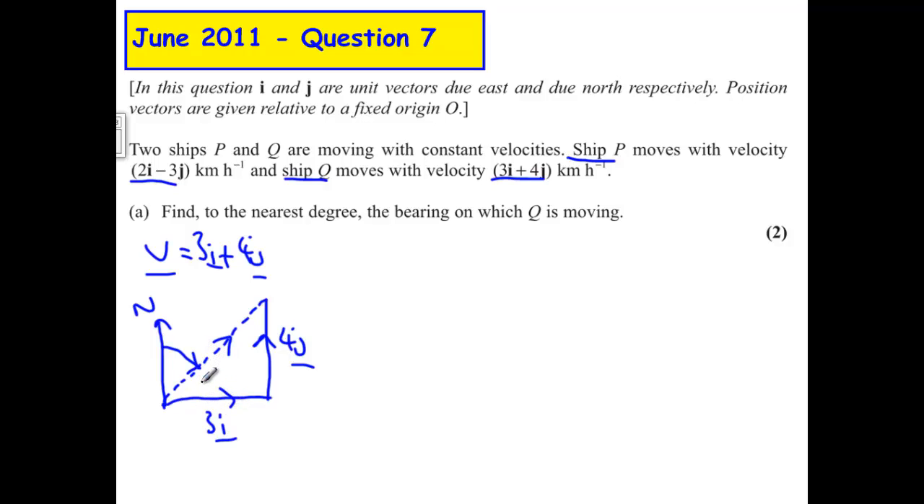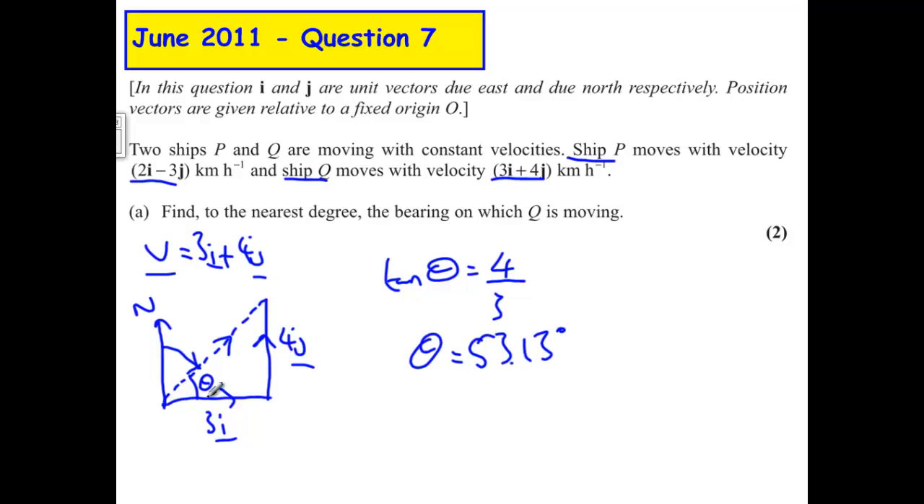What I'm going to do to start with is find this angle here, which I'm going to call theta. So using trigonometry, I know that tan theta is equal to opposite over adjacent. This is 4 and this is 3, so tan theta is 4 divided by 3, and rearranging that tells me that theta is equal to 53.13 degrees. Now that's this angle theta inside the triangle. That's the angle that the velocity makes with the positive i direction. That does not make it the bearing. Remember, I want the angle measured from north.